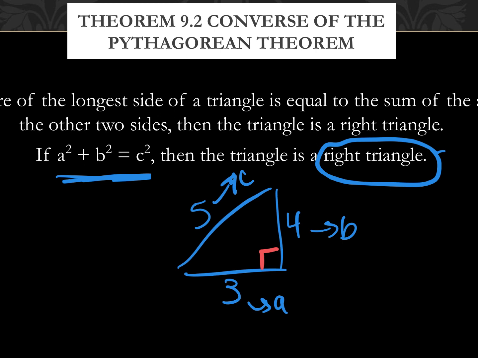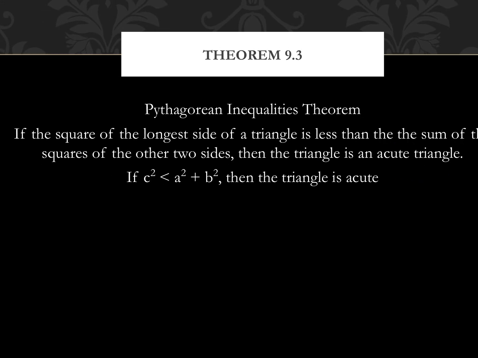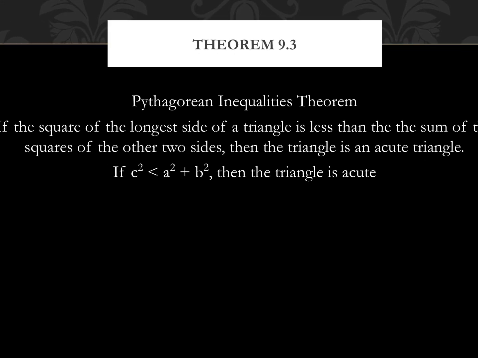Using the regular Pythagorean theorem, we knew 2 of the sides. We were figuring out the third one because we knew it was a right triangle. This one figures out if it is a right triangle. Pythagorean inequalities theorem: what happens if C squared is not equal to A squared plus B squared? It's not a right triangle. Now, it just so happens if C squared is less than A squared plus B squared, it is an acute triangle.